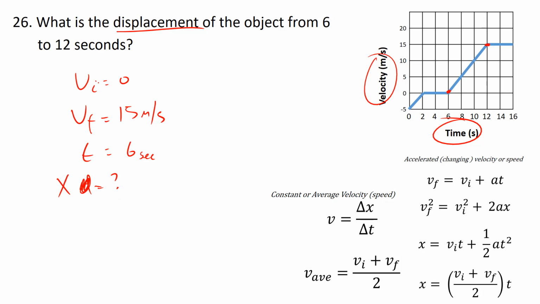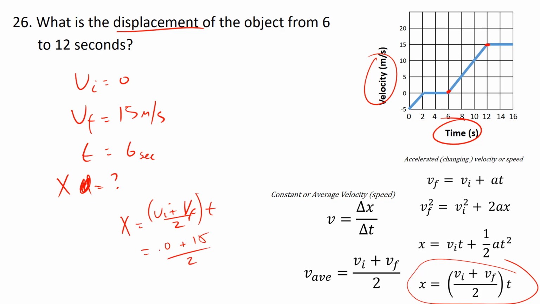So I find an equation that has v initial, v final, t, and x, and you'll find that right down here. That's the only equation that has those. x equals v initial plus v final over 2 times t. Plug in my numbers, 0 plus 15 over 2 times 6. So 15 divided by 2 times 6 is going to be 45 meters as your answer.